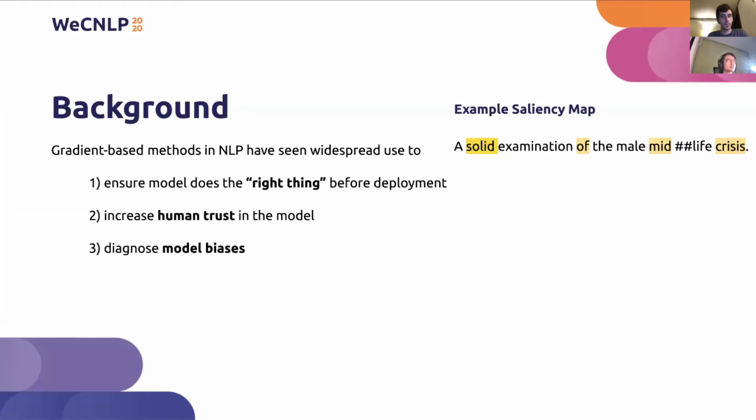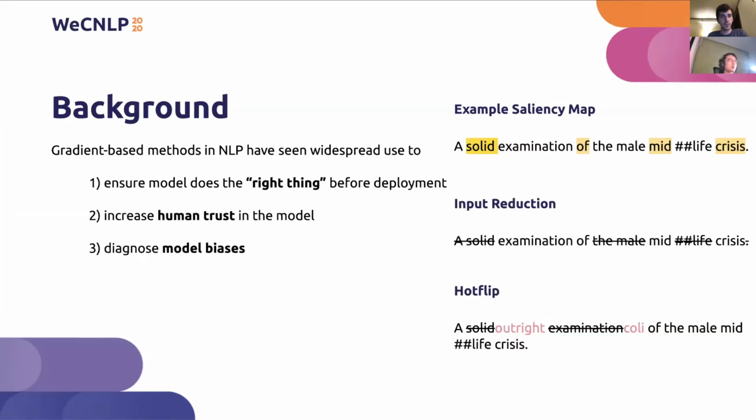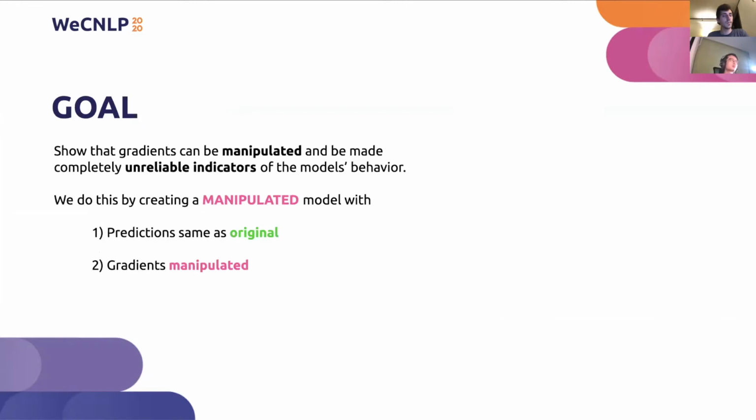We examine saliency maps, which attribute importance to each input token. We'll also look at input reduction and HotFlip, which perturb the input until the prediction changes. We show that gradients can be manipulated and be made completely unreliable indicators of the model's behavior. In other words, we create a model which maintains the original predictions but has manipulated gradients.